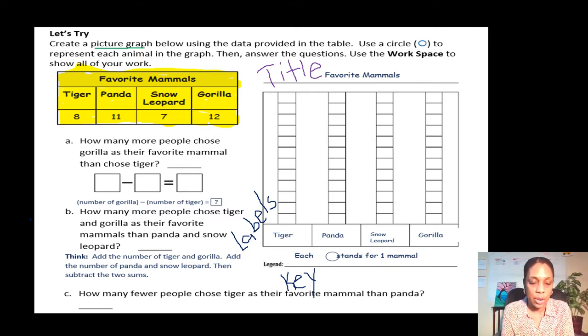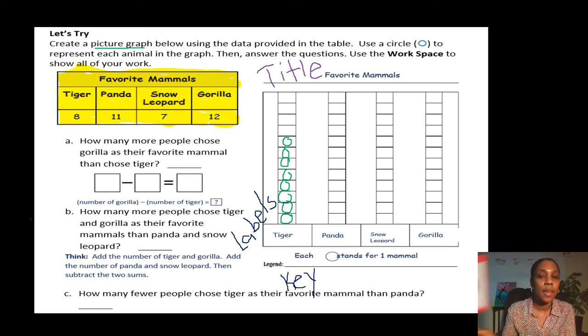So if I look at tiger, tiger has 8. So what I'm going to do is draw 8 circles in those columns above tiger to represent that. Okay, so we have tiger and we have 8. Now we're going to look at panda. How many will we have for panda? Well, looking at our table, it tells us there are 11. How many circles do I need for a snow leopard? Snow leopards have 7 and the gorilla has 12. What I would like for you to do now is to please press pause and finish your chart. Press pause, please.